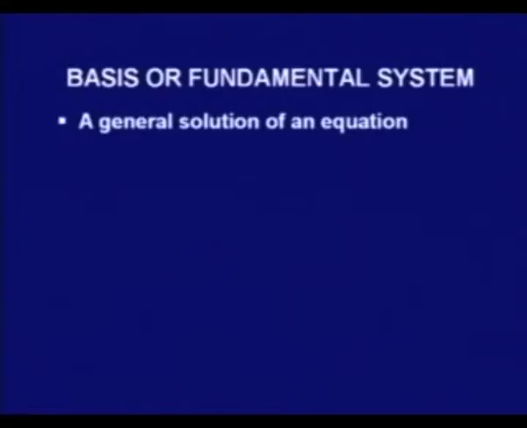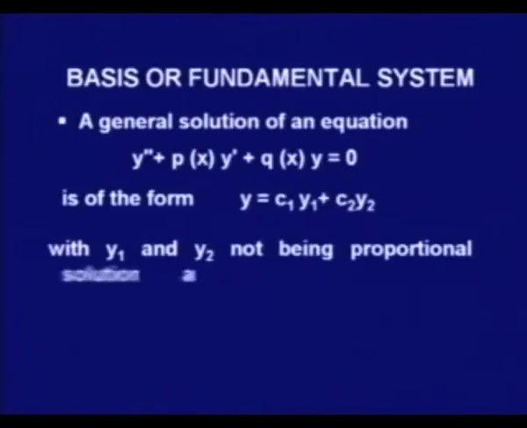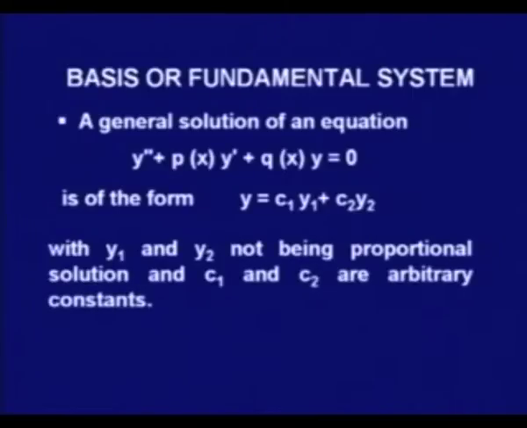A general solution of an equation y double dash plus p(x) y dash plus q(x) y equal to 0 is of the form c1 y1 plus c2 y2, with y1 and y2 not being proportional solutions, and c1 and c2 are arbitrary constants. Because we have a problem when y1 and y2 have a constant ratio, which we call proportional.